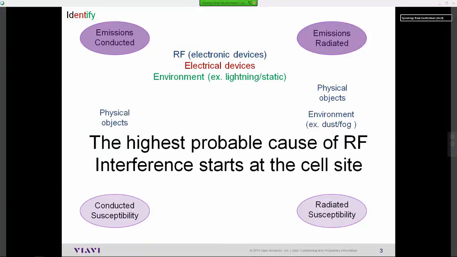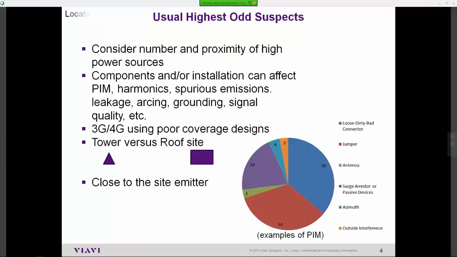But as you can see here in really large, bold text, the highest probable cause of RF interference starts at the cell site. The reason for that is that the cell site is where there are a lot of the usual suspects. You have to consider the number and proximity of high power sources right there at the site. The components and insulation can affect PIM, harmonics, spurious emissions, leakage, arcing, grounding, and signal quality. Your highest possible suspects are generally right there at the site.